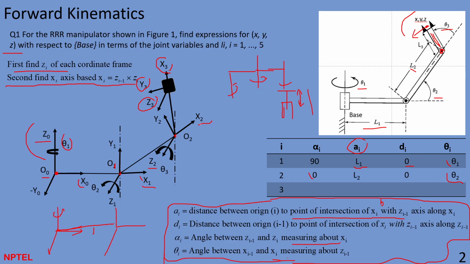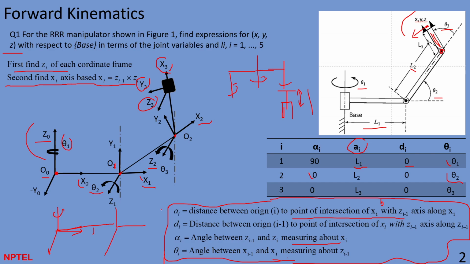The angular distance between the Zi minus 1 axis and the Z2 axis, how the angular motion is carried out, is basically theta 2. That is the Z1 axis, Z2 minus 1, which is Z1. So you get theta 2. And D2 you can easily calculate it.